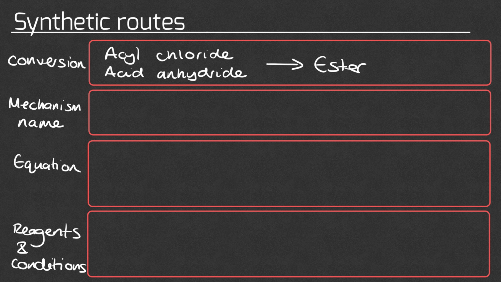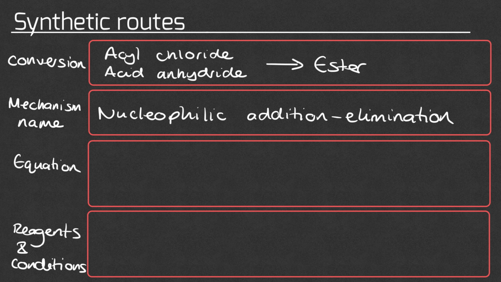For the conversion of an acyl chloride or an acid anhydride to an ester, this would be a nucleophilic addition-elimination mechanism.